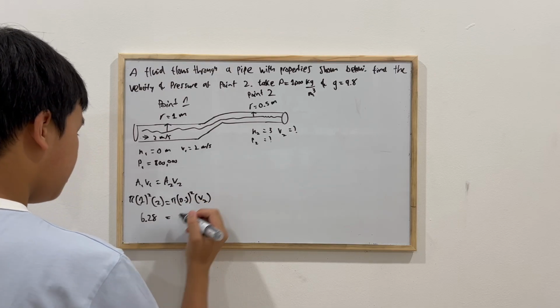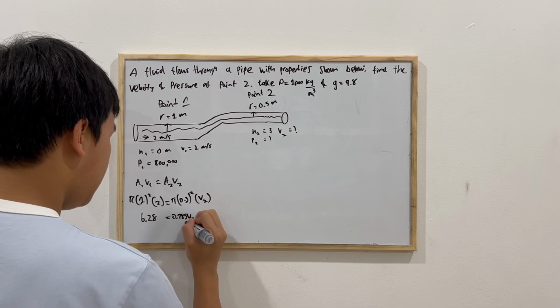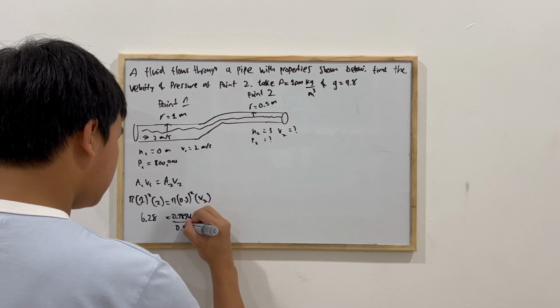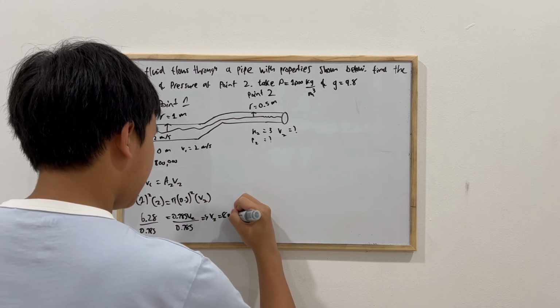And this number here is going to be 0.785, and our velocity 2 we don't know. So to find our velocity, we just have to divide by 0.785 on both sides. And we're going to get a value for velocity of 8 meters per second.